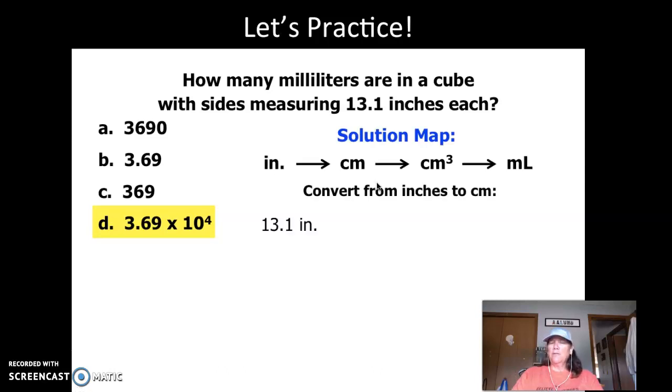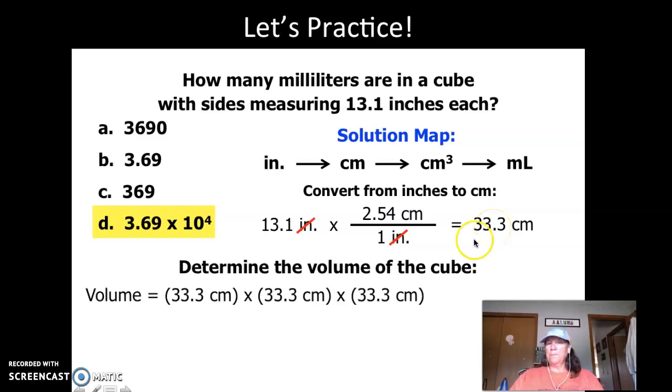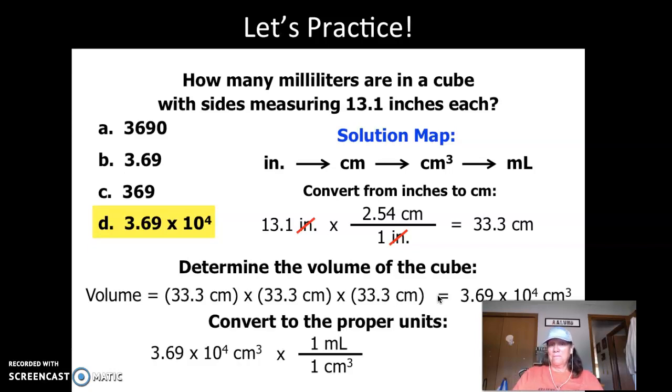So again, I would convert inches into centimeters. 1 inch is 2.54 centimeters. We already talked about that. And then I would get 3.33 centimeters. So each side of my cube is 3.33 centimeters. And in a cube, they're all the same. So I would take this times this times this, length times width times height, to get my volume. Multiply them all together, and I get 3.69 times 10 to the 4th centimeters cubed. Now I can change that into milliliters. A centimeter cubed and a milliliter equal each other, so that's still the same number. So again, dimensional analysis, multiplying by 1.